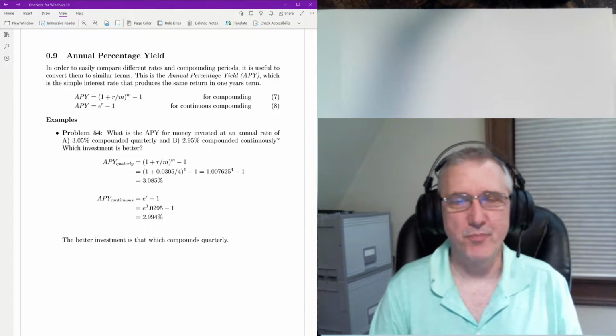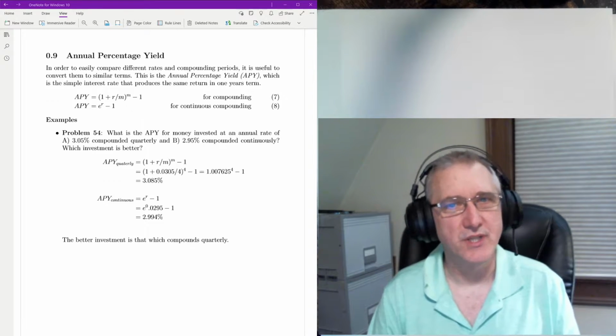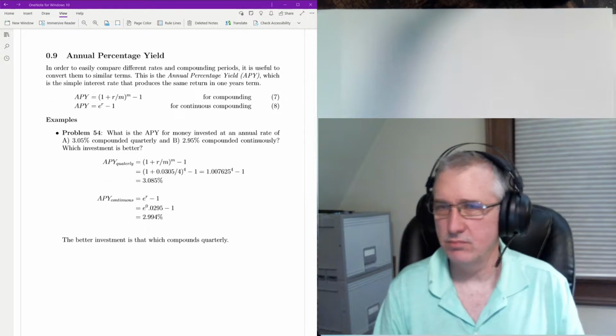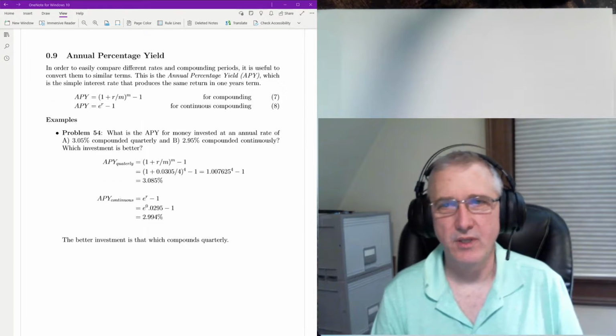So we have one more piece to cover in section 3.2, and that is annual percentage yield. I'll cover that and then do an example problem, and then we'll summarize what we've done today.